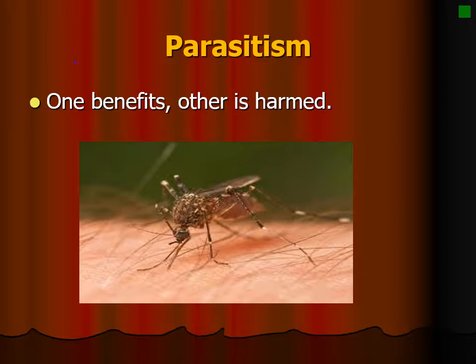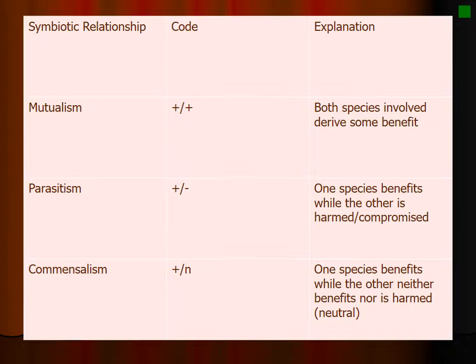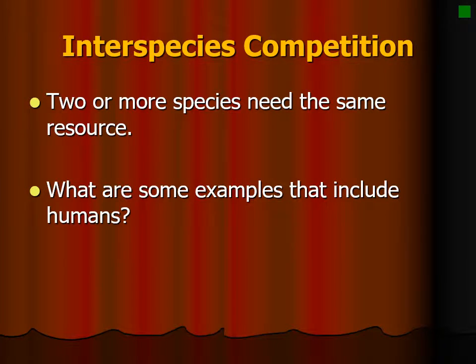Okay, parasitism. We talked about this one in class. Mosquito gets blood. The human or the other animal that it bites gets its skin irritated. So that's an example where the mosquito benefits, but the other one is harmed. That's parasitism. The mosquito is considered to be a parasite. So here you can study this chart. You can pause the video.